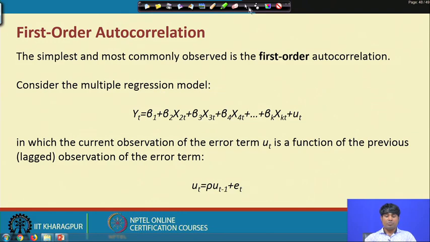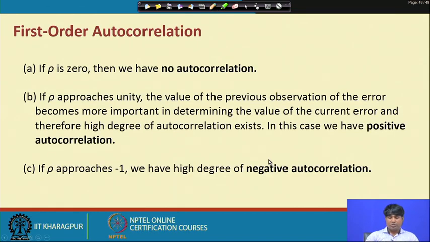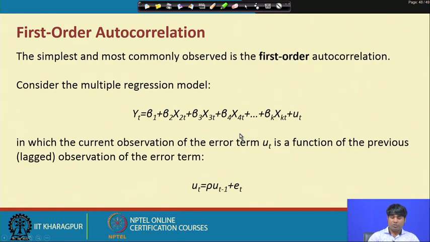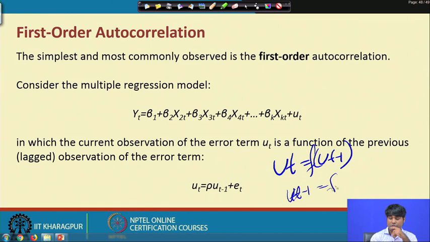Now, I will give you a little better understanding of how these terms are related to each other. For instance, in this case ut is a function of ut minus 1. Again, ut minus 1 may be a function of ut minus 2, and ut minus 2 can be a function of ut minus 3. So, it is like a chain. So, obviously there will definitely be a relationship among these error terms.